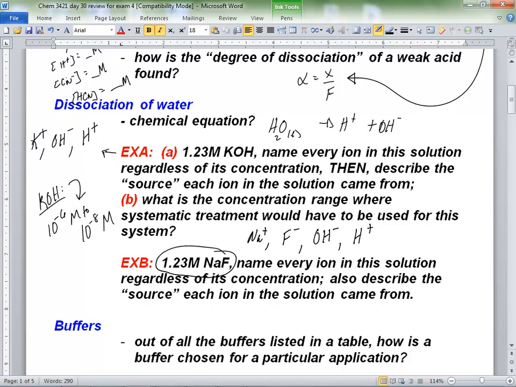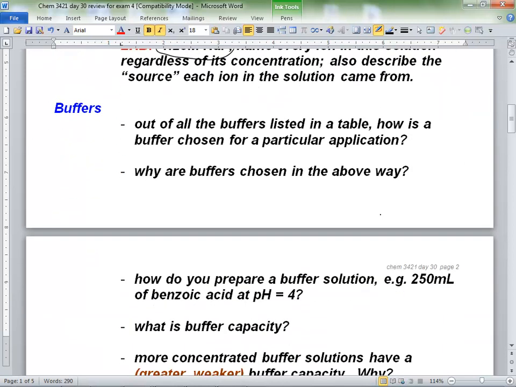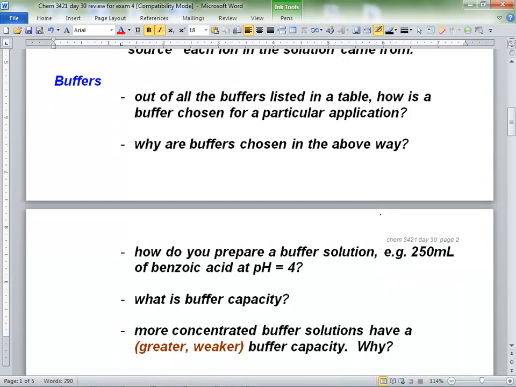Buffers. Out of all the buffers listed in the table, how do you choose a buffer for any particular application? By the pKa. I want a buffer at pH equals 8.6. Well, then you look through, Google, do whatever you can to find the pKa that's as close to 8.6 as possible. And why? Why do you choose buffers in that way?